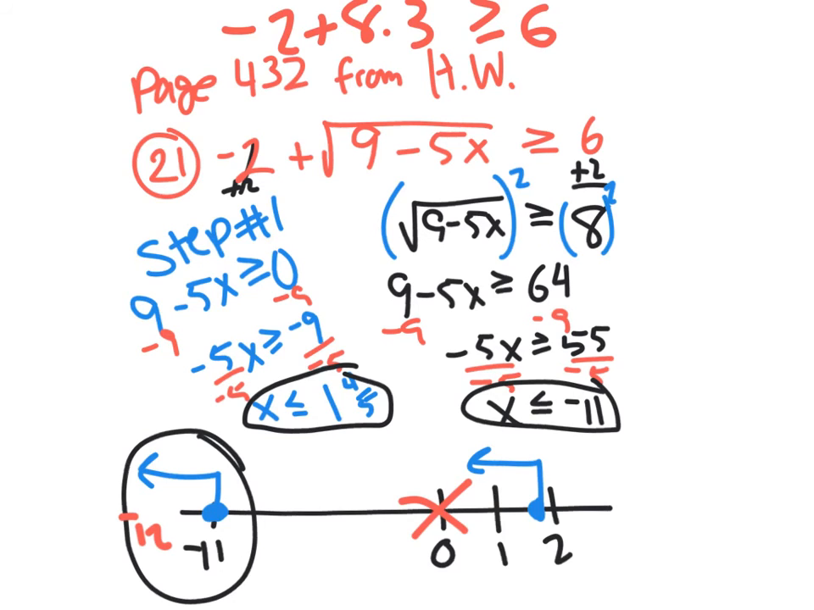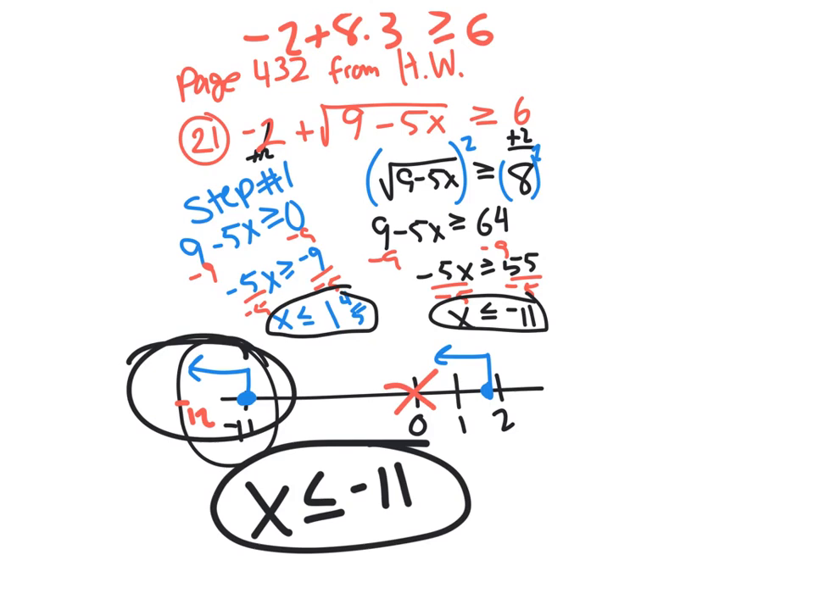Okay, so to the left is the correct answer. And if you were to test the point out here, it wouldn't work. So x is less than or equal to negative 11 is the correct answer and the only answer.